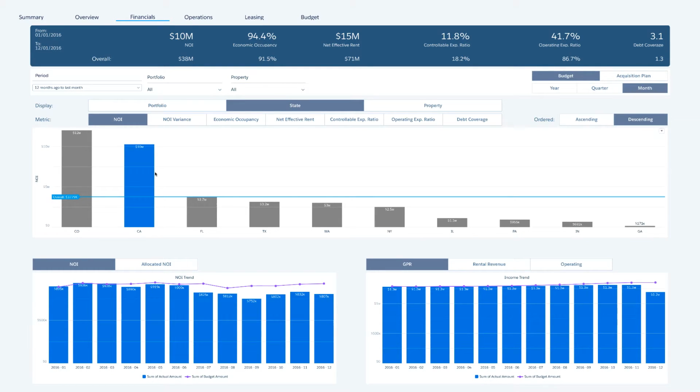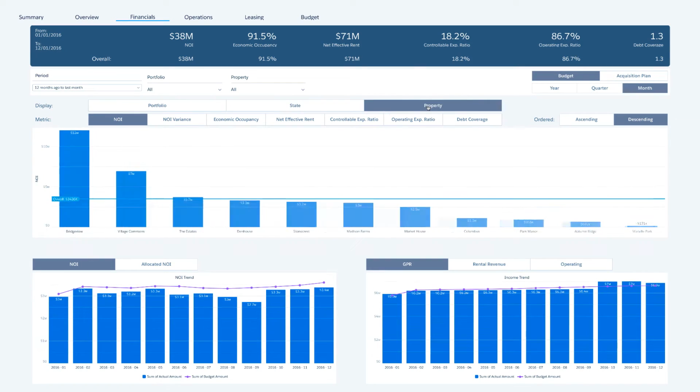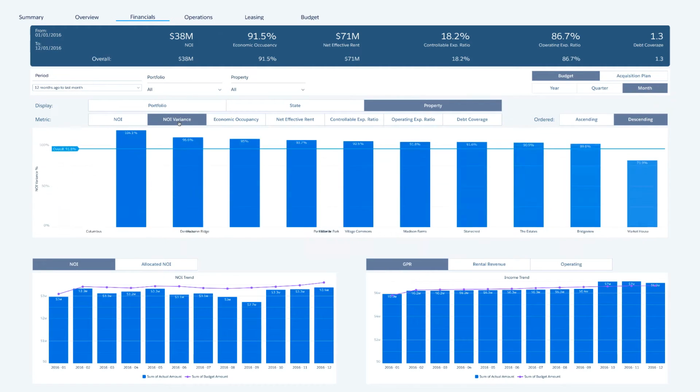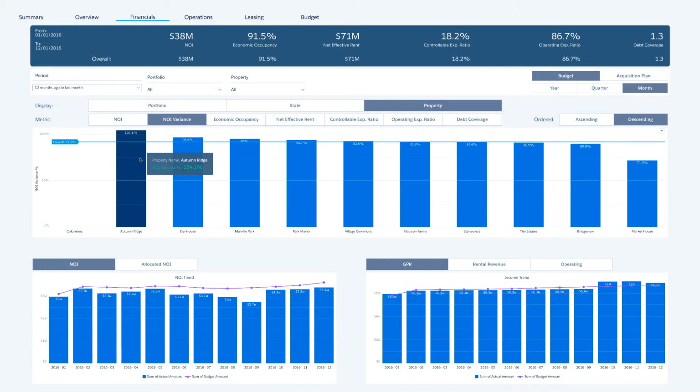First, let me look how each of my assets have performed over the past 12 months. Rather than looking at actual values for net operating income, I want to look at the variance. I can quickly see that compared to budget, Autumn Ridge is my strongest performer, delivering results 4.1% over budget.